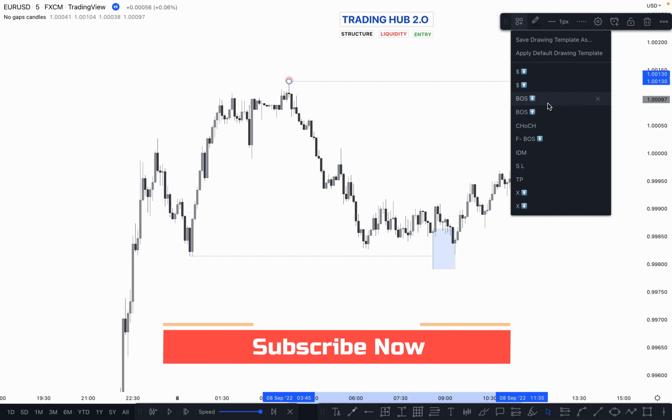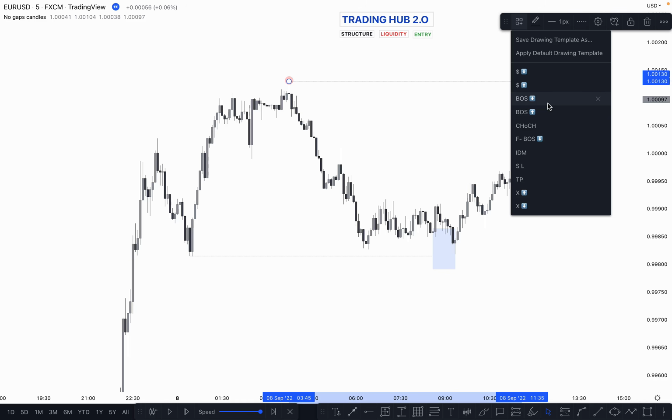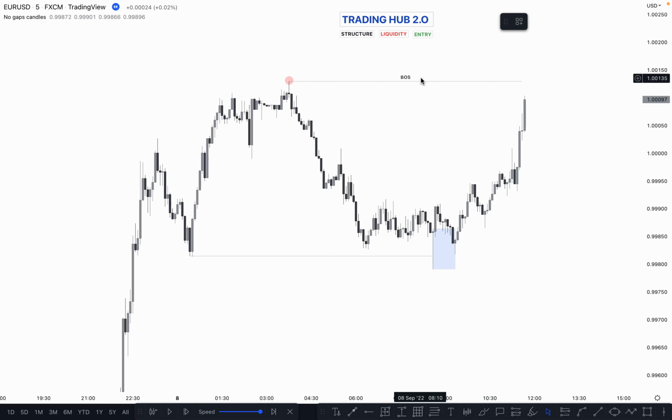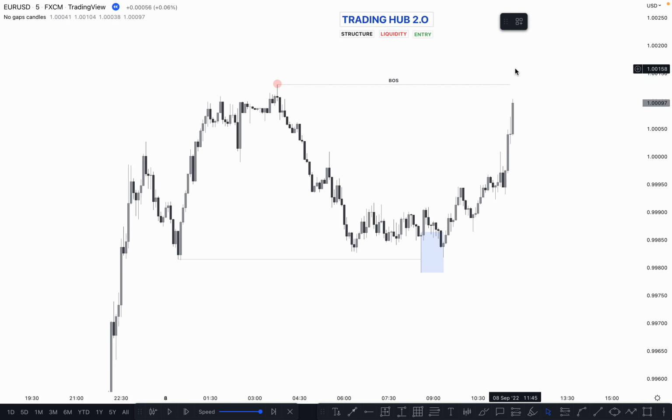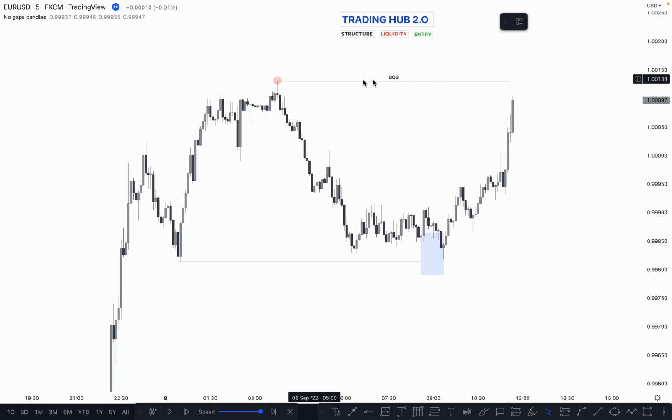BSL. There are different names: liquidity sweep, stop hunt. But you have to understand that this is our only break of structure. What happened here? Once the market breaks this high and closes above it, this is our break of structure. You can buy on the POI. But if the market breaks this high and just sweeps the liquidity like this, this is known as a liquidity sweep and you can sell here.